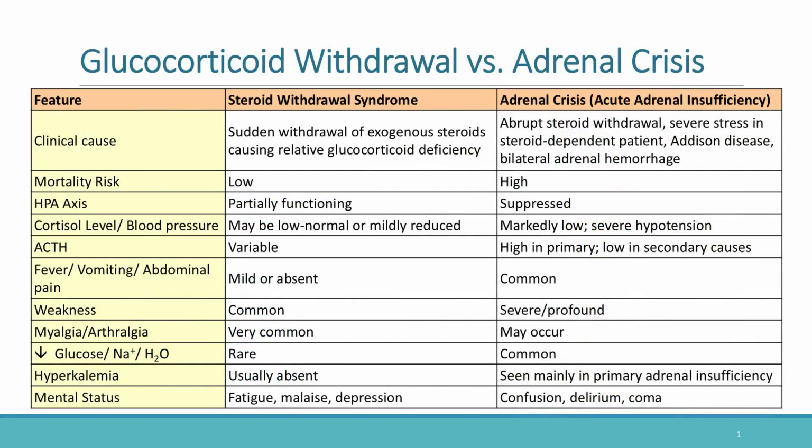Many often confuse steroid withdrawal syndrome with adrenal crisis. Steroid withdrawal syndrome usually causes a flu-like syndrome such as fatigue, malaise, myalgia, and arthralgia, but patients remain hemodynamically stable. While adrenal crisis is a dramatic, life-threatening emergency. The distinction is clinically critical because adrenal crisis requires immediate IV hydrocortisone and aggressive fluid resuscitation.